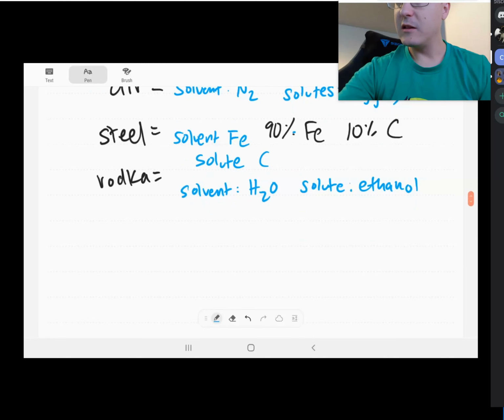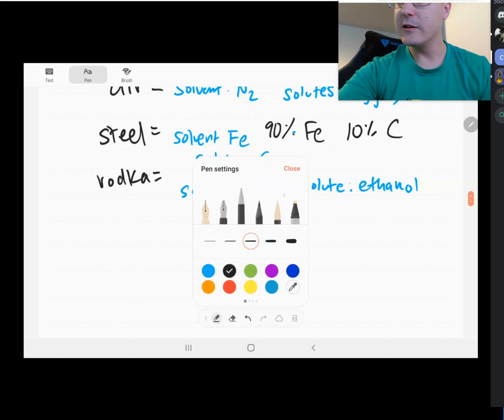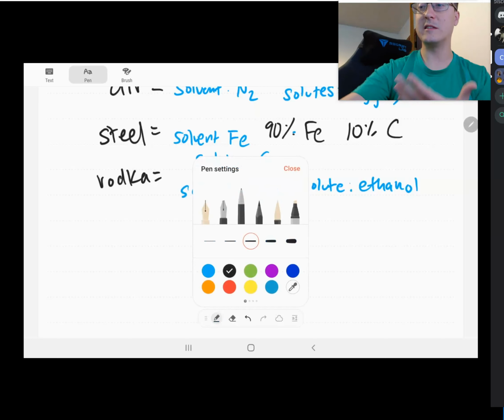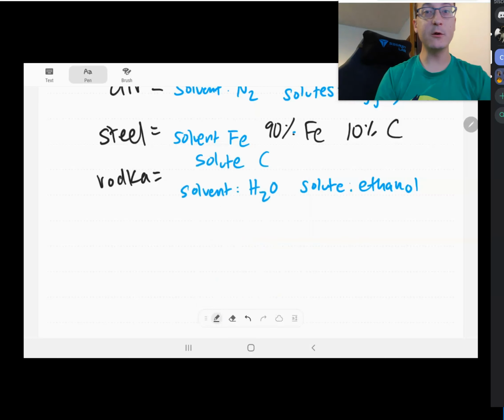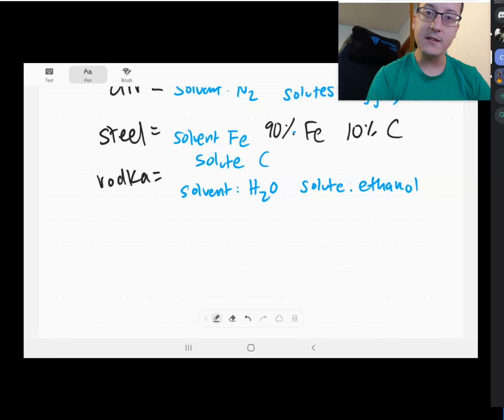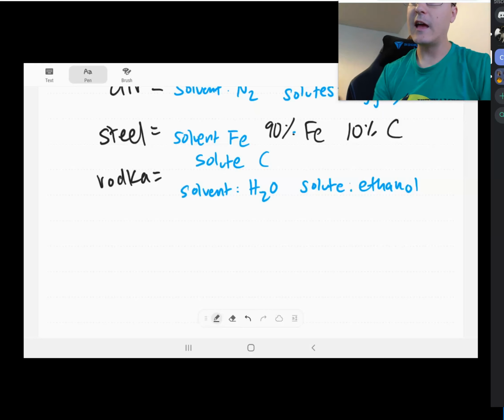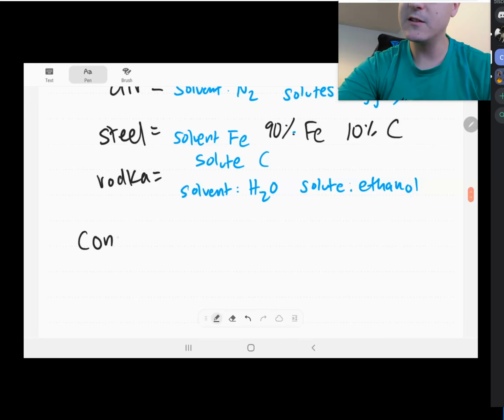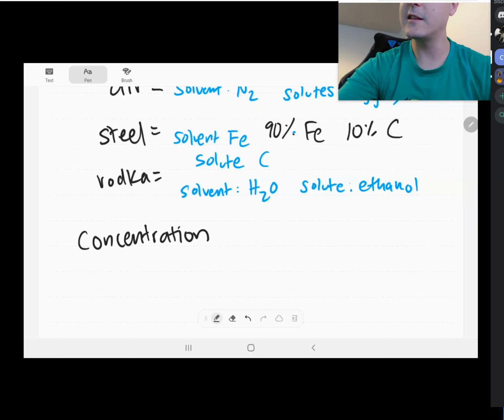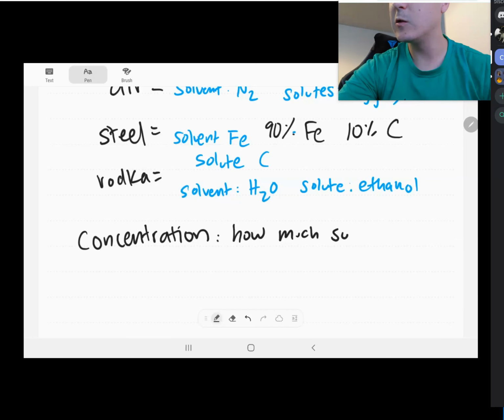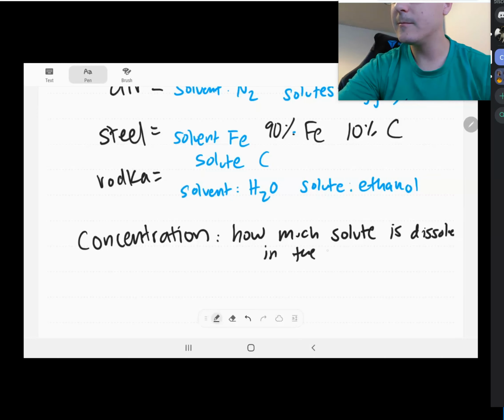Another very important thing: the solvent and solutes are going to tell us what's in the solution, but they don't tell us how much is in the solution. So we're going to have several ways to talk about that. And this is all going to be referred to as concentration. Okay, so that's going to be how much solute is dissolved in the solvent.